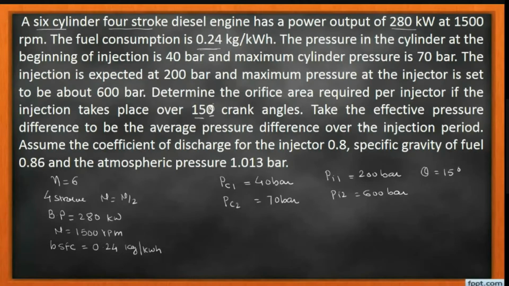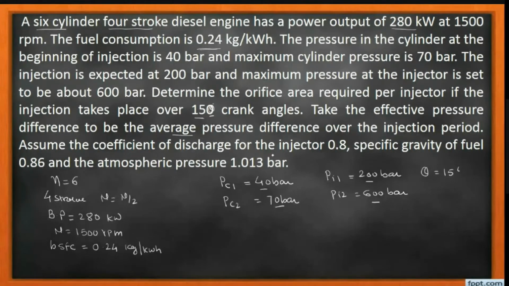Take the effective pressure difference to be an average pressure difference over the injection period, meaning we need to take the average pressure difference through the injection. At the beginning there is an injection pressure difference, and there is the pressure difference at the end of injection. So we need to take the average of the pressure difference at the beginning and the pressure difference at the end. This is the initial pressure difference and this is the final pressure difference. We take the average of these two for calculating the effective pressure. This is given over here.